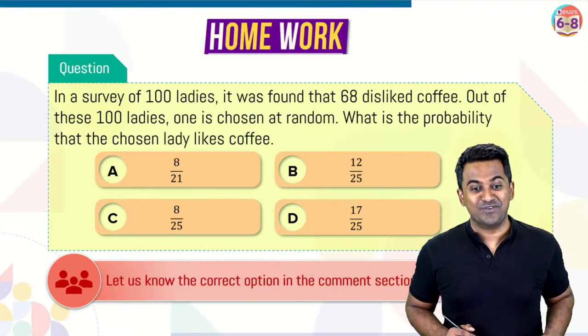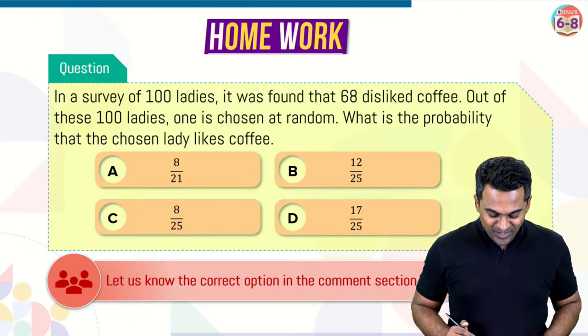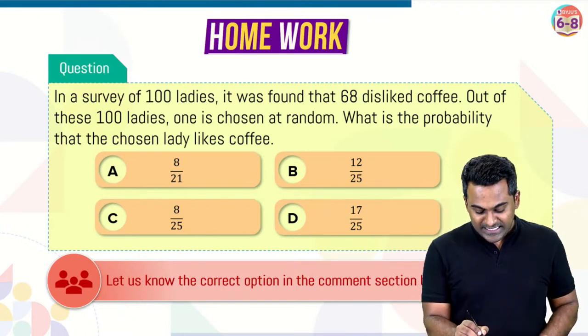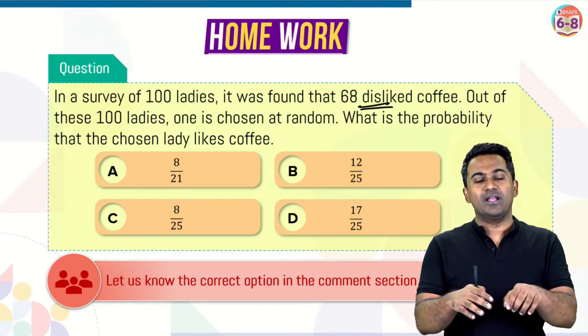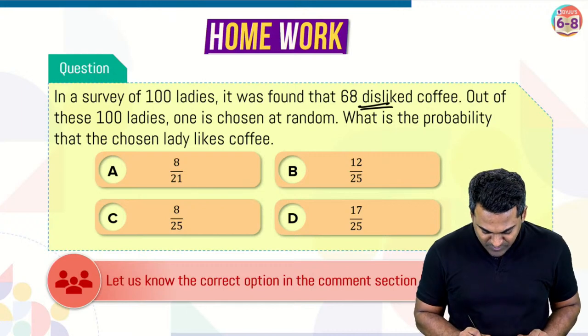Okay, even I got confused for a time. I must admit that, Anirudh. Yeah, but after some time, I got the problem. Cool. So this is going to be simple. Look, 68, if they do not like coffee, the remaining ones are going to like coffee. Okay, so you can type these answers in the comments box.